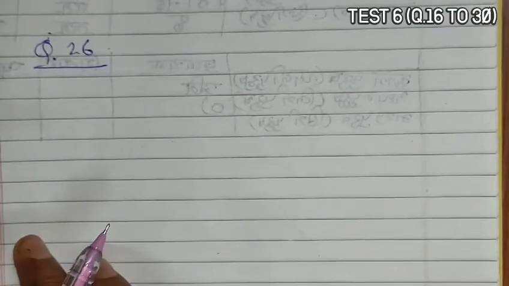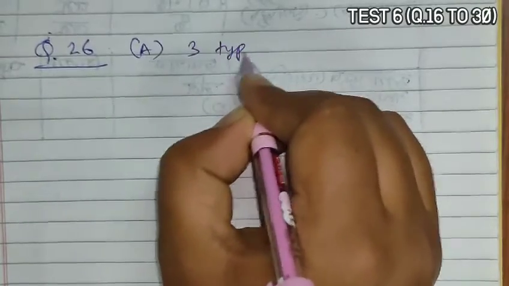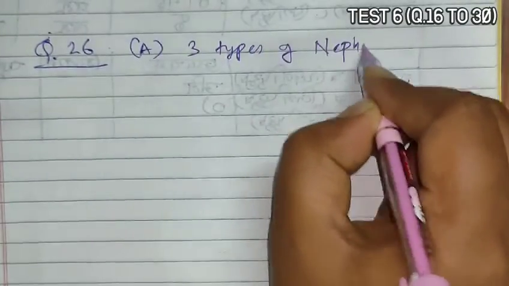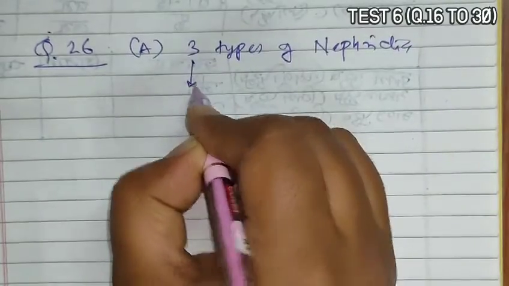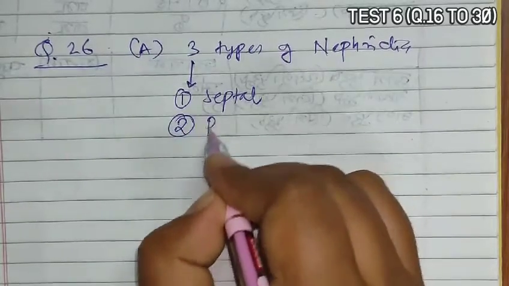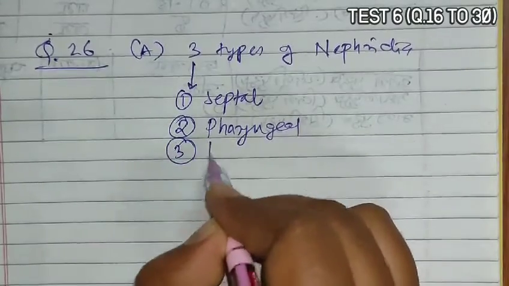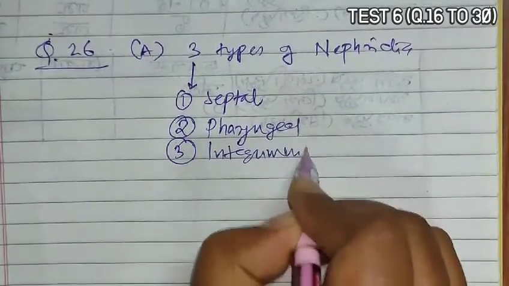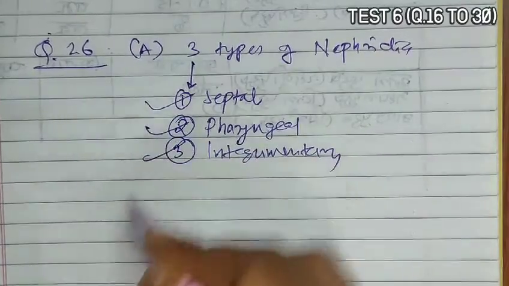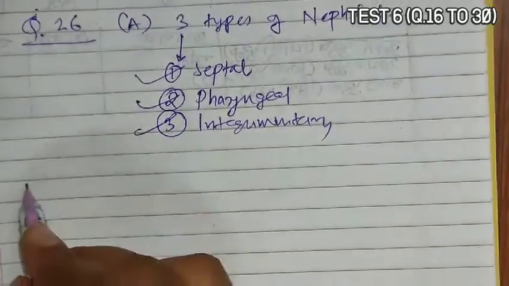Next is question 26. Question 26 asks how many types of nephridia are present in earthworm. We remember there are 3 types of nephridia. Number 1 is septal nephridia. Number 2 is pharyngeal nephridia, and number 3 is integumentary nephridia. So these 3 types of nephridia are found in earthworm.